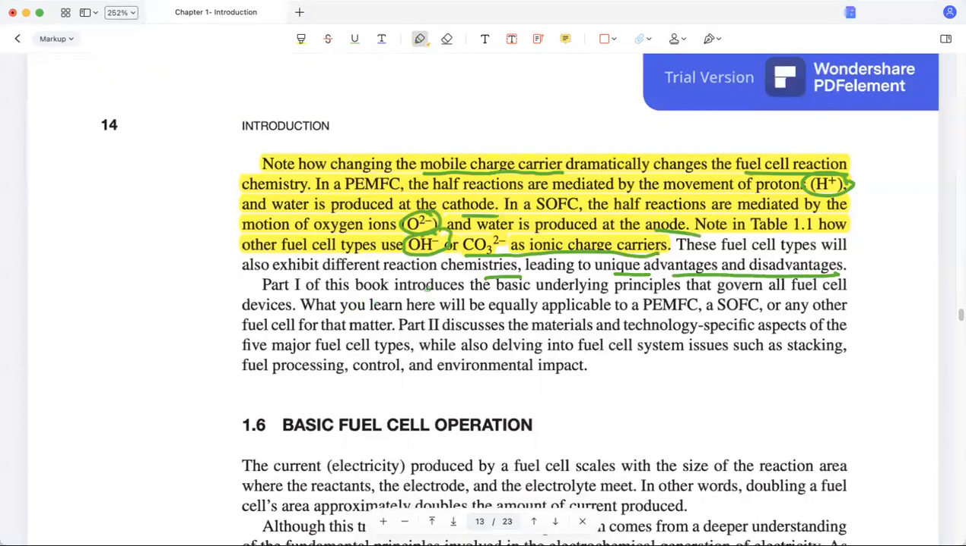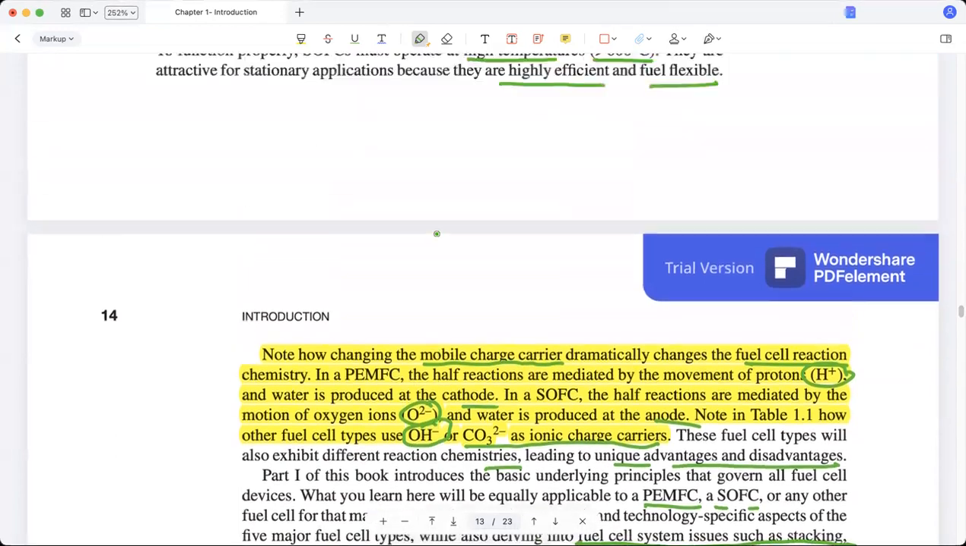So in the beginning lectures, we will introduce the basic underlying principles that govern all fuel cell devices and will be applicable to the PEMFC, SOFC, or any other fuel cell for that matter. While in the later chapters, we will discuss the material and technology specific aspects of 5 major fuel cell types, while also delving into fuel cell systems such as stacking, fuel processing, control, and environmental impact.